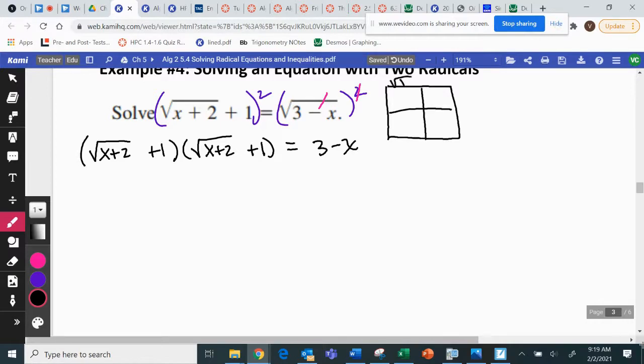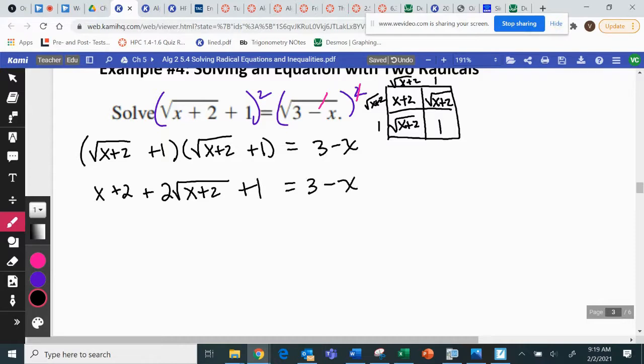So I get square root x plus 2 and a 1, then square root x plus 2, and then 1. When I multiply together square root x plus 2 and square root x plus 2, that equals x plus 2. Then I got 1 square root x plus 2. Then 1 square root of x plus 2. And then 1 times 1 is 1. So when I multiply these, I get x plus 2 plus 2 square root of x plus 2's plus 1 equals 3 minus x.